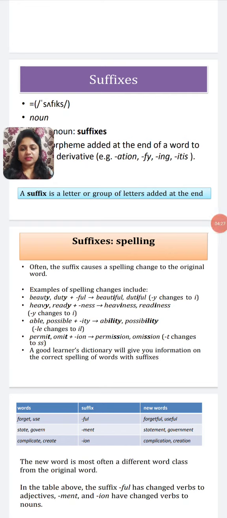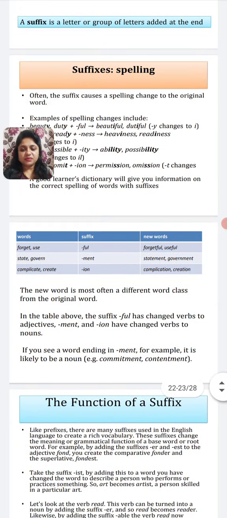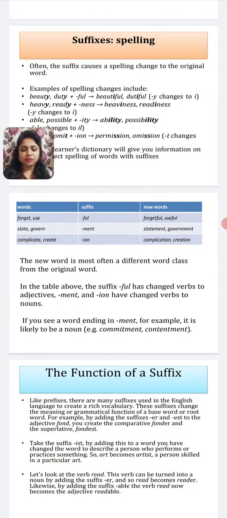Often the suffix causes a spelling change to the original word. Examples of spelling change include beauty, beautiful, duty, dutiful. Then heavy, heaviness, ready, readiness. When we add able plus ity: ability, possibility. Like this we have more examples ahead. See the chart properly.